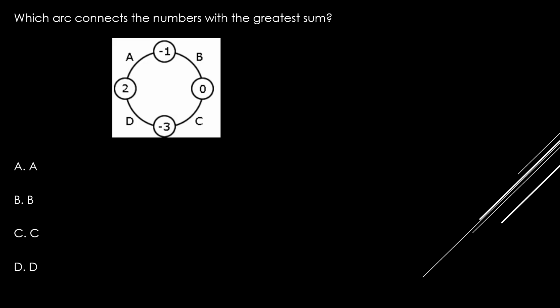Alright, which arcs connect the numbers with the greatest sum? So if I have -1 plus 0, that gives me -1. 0 plus -3 is -3. -3 plus 2 is -1. 2 plus -1 is 1. So 1 is the biggest number because everything else is negative. So A would have the biggest sum. And if you were unsure of your addition rules with integers, please type those into a calculator. Okay, you can double check your math calculations with the calculator on any number.